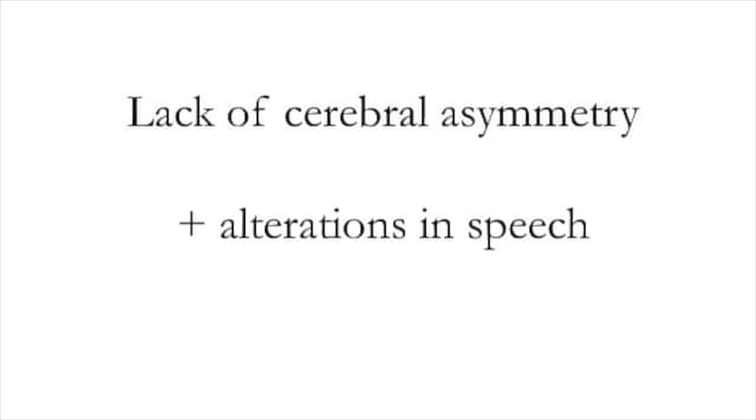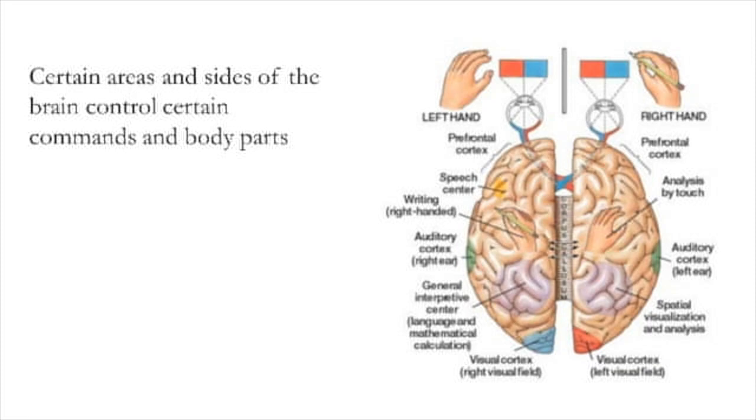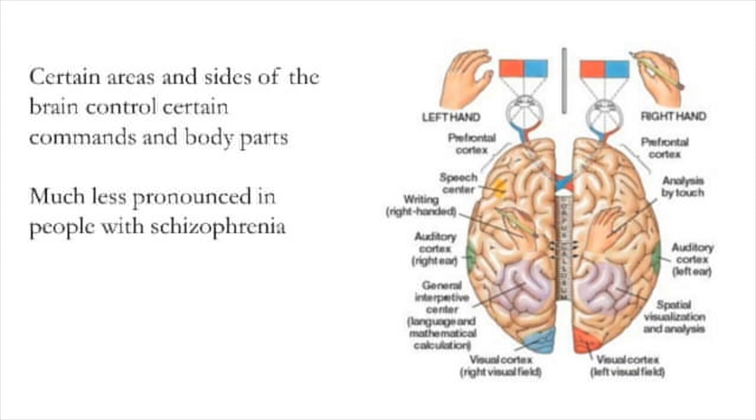Crow also argues that the lack of cerebral asymmetry observed in schizophrenia, along with alterations in speech, clearly provides evidence tying the illness to language. Brain asymmetry refers to how certain areas and sides of the brain control certain commands and body parts, and this is the norm for most people. Crow found out, however, that for those with schizophrenia, brain asymmetry is much less pronounced.